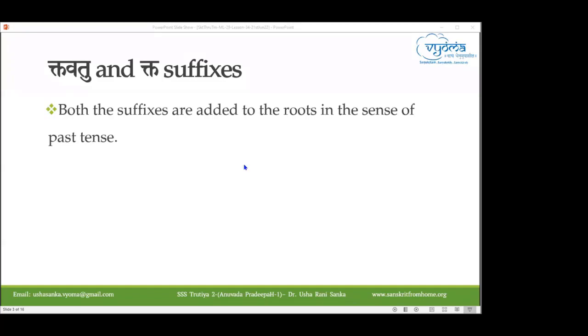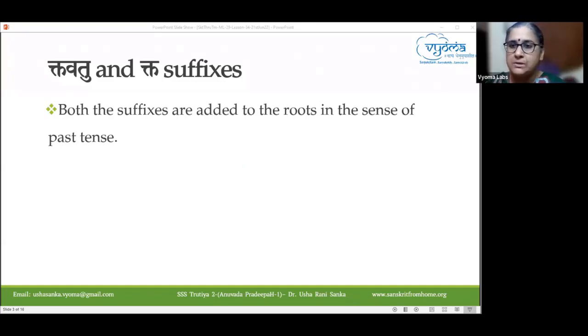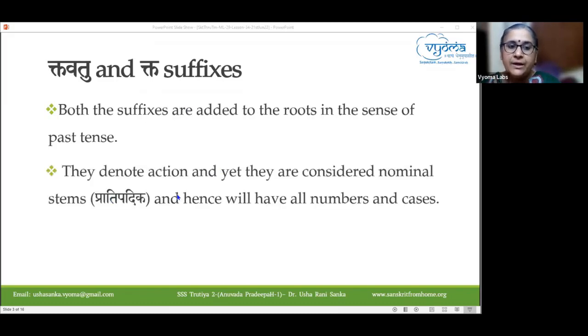Right. So let me read what is written in the book so that we can follow the exercises. Okay. So both the suffixes are added to the roots in the sense of past tense that we have already discussed. Tavatu and Kta. Actually, Tavatu is in the Kartari. Okay, it is in the Kartari. And Kta is in the Karmani. Okay. They denote action and yet they are considered nominal stems.